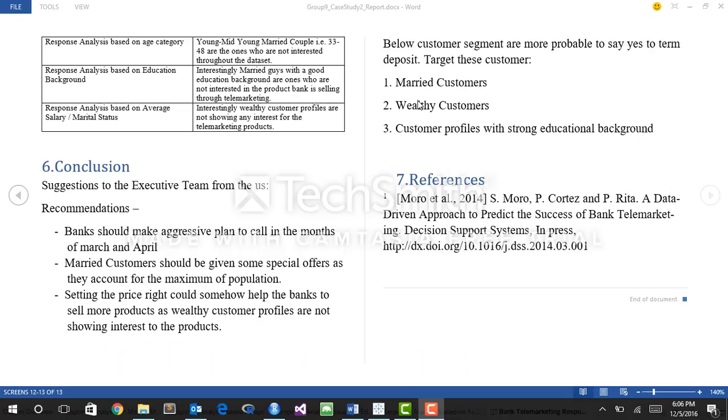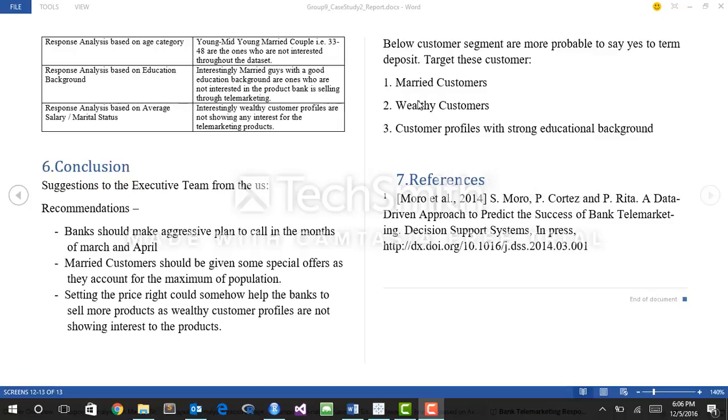Now coming to the suggestions and recommendations from our side to the executive team of the bank. Banks should make an aggressive plan to call in the months of March and April, as it can be viewed in the visualizations that no prominent calls were made during these months. Married customers should be given some special offers as they account for the maximum of the population.